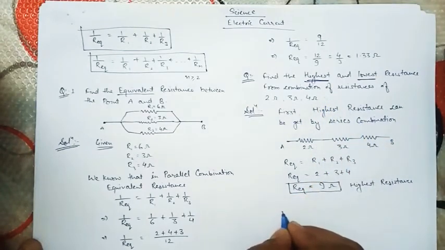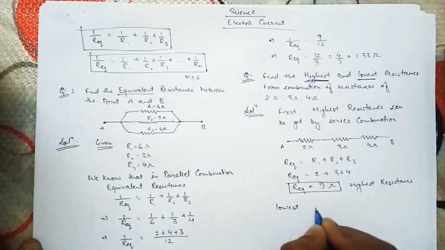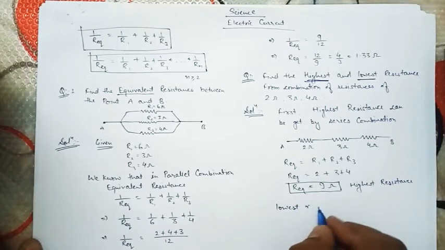Okay, now we are talking about the lowest resistance, which can be obtained by the parallel combination.